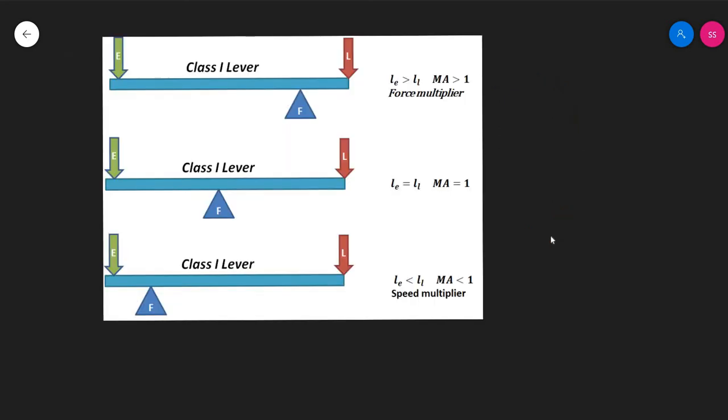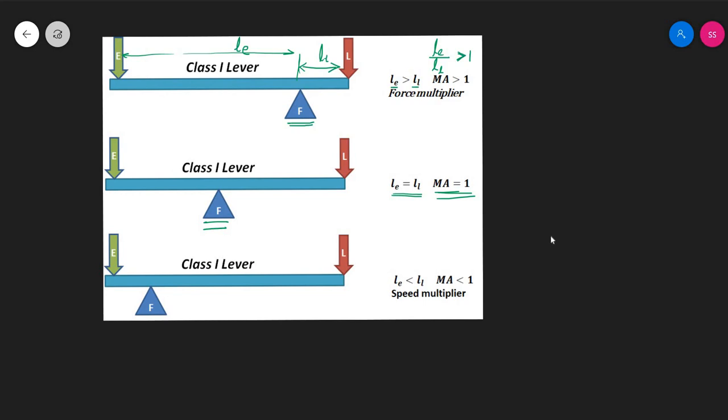In a class 1 lever, your fulcrum is in the middle of the load and effort, but it can be positioned at the center, in which case your mechanical advantage is 1 because your load arm and effort arm are the same. Or you could move your fulcrum near to the load, in which case your load arm is less than your effort arm. Since mechanical advantage in the ideal case is LE by LL, your mechanical advantage is usually greater than 1.